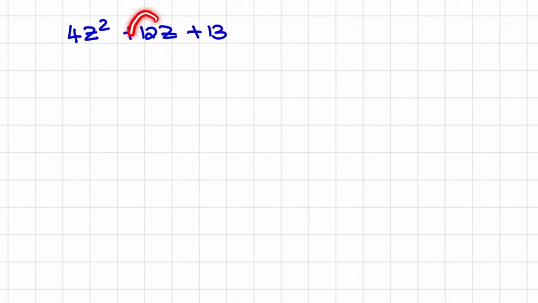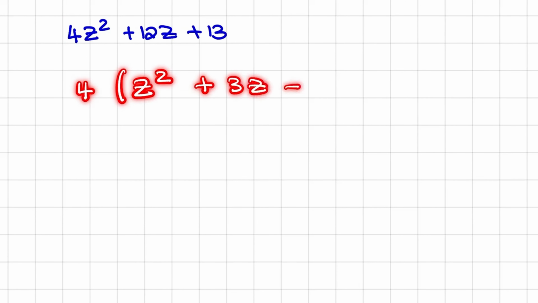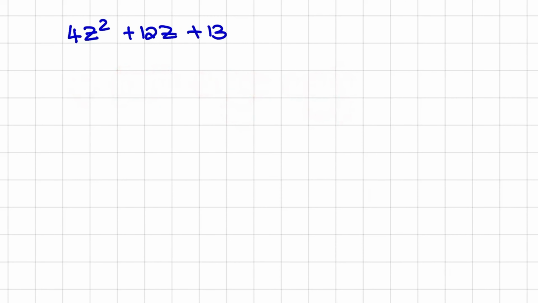So we cannot simply take 12 divided by 2, which is 6, and add 6 squared and subtract 6 squared, because we need to consider the impact of the coefficient in front of z squared. So normally what you would do is take out a greatest common factor of 4, which leads to z squared plus 3z plus 13 over 4, and then use the coefficient of the middle term to complete the square. But I want to show you something slightly different.